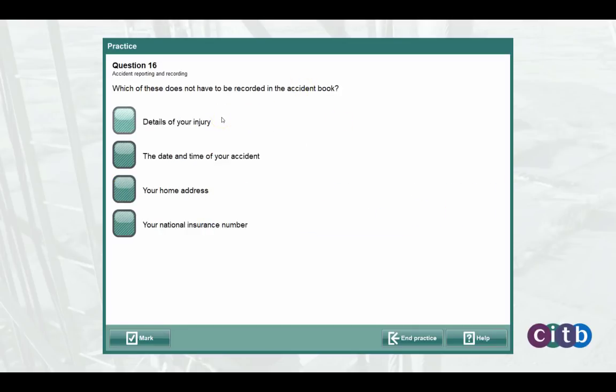Which of these does not have to be recorded in the accident book? Details of your injury, the date and time of your accident, your home address, your national insurance number.